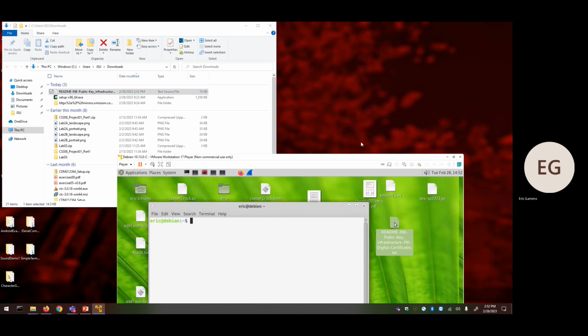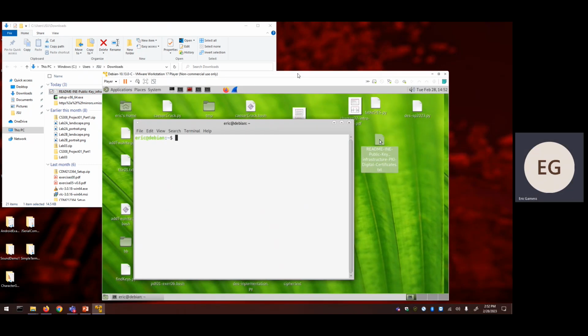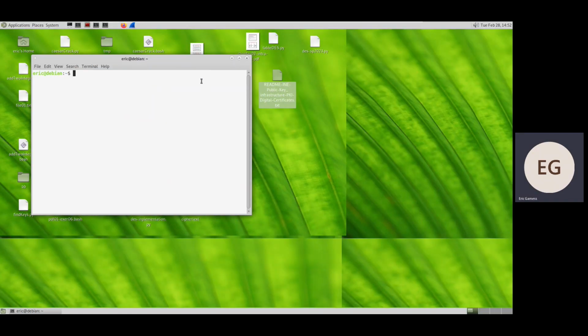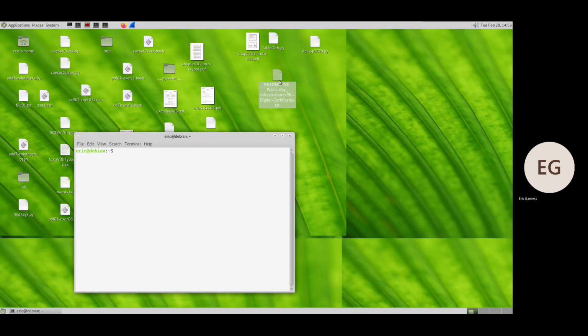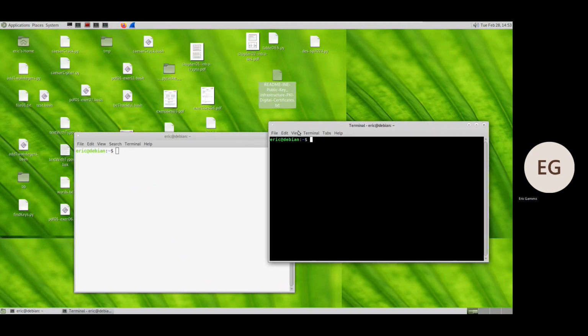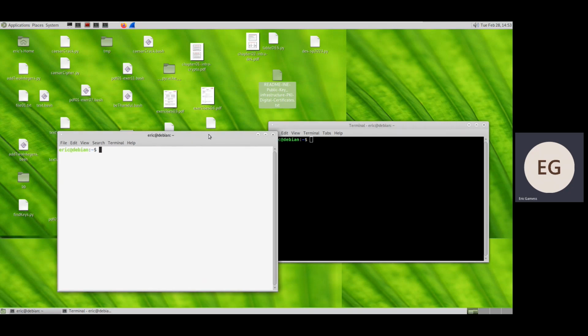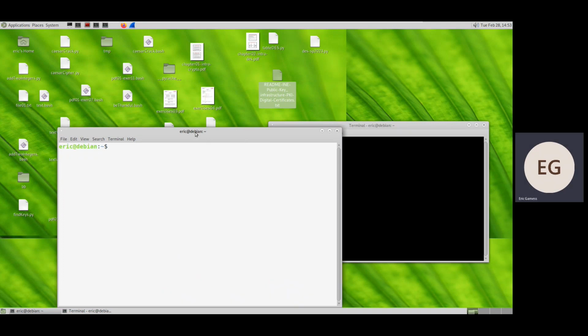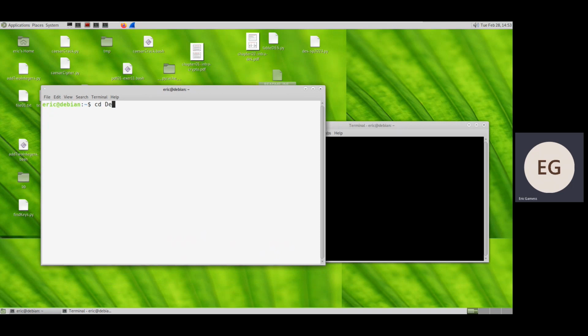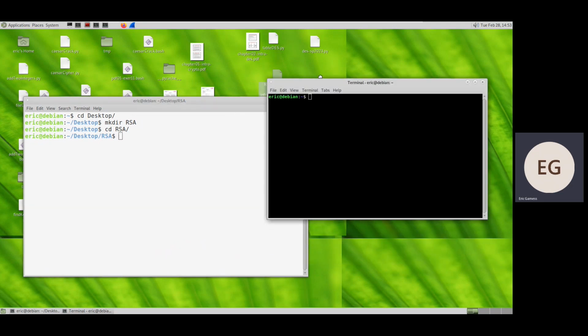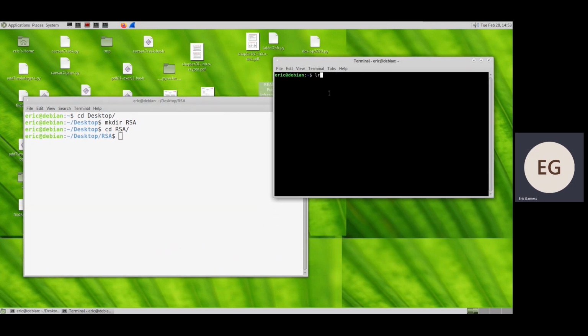OpenSSL, Open Secure Shell, has a lot of tools to work with RSA. We are going to see some of them today because in lab 3, sorry, you have to work with Open Secure Shell. So let me create a directory where we are going to work. Let me call it RSA, Rivest, Shamir, Adleman. I'm going to first generate a private key.